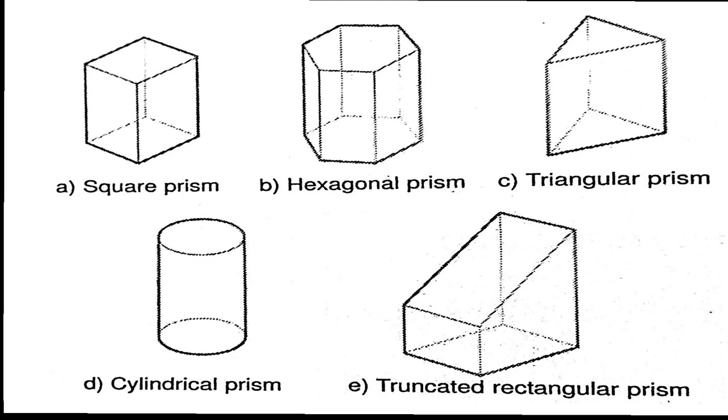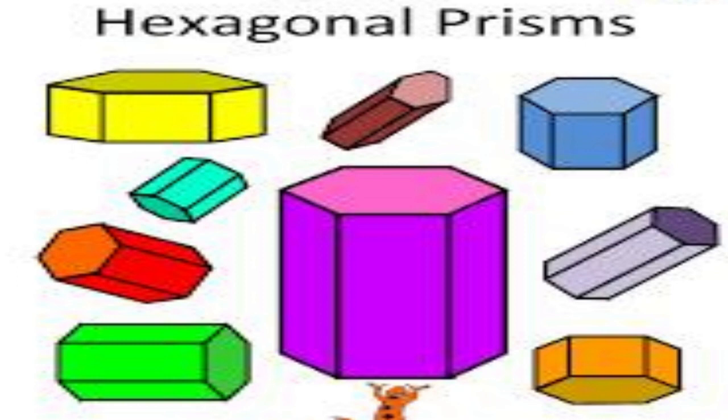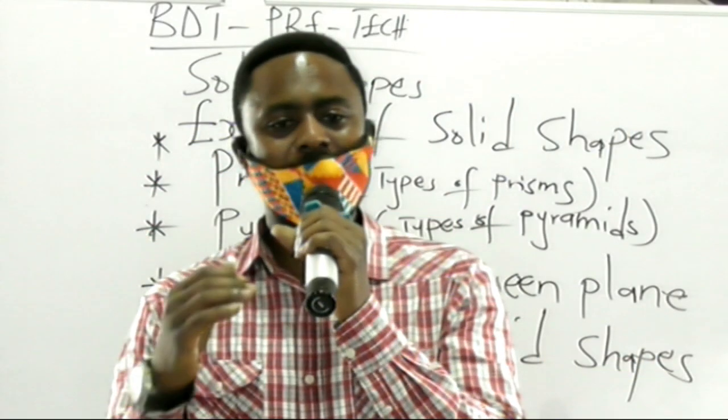Good. So these are examples of prisms. A is a square prism, B is a hexagonal prism, C is a triangular prism, D is a cylindrical prism. As I was explaining, a prism with a circular base is called a cylinder. Now, these are also examples of hexagonal prisms. A hexagon is a six-sided polygon. So the images on your screen all have 6 sides.